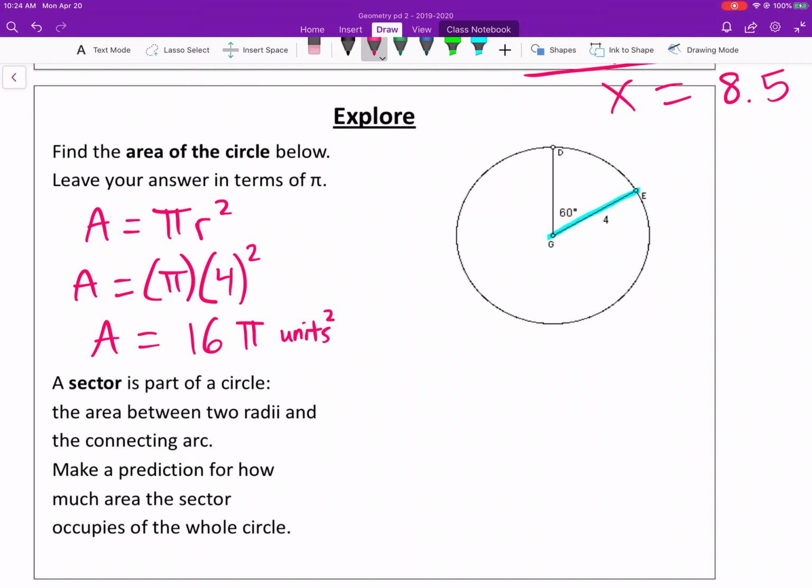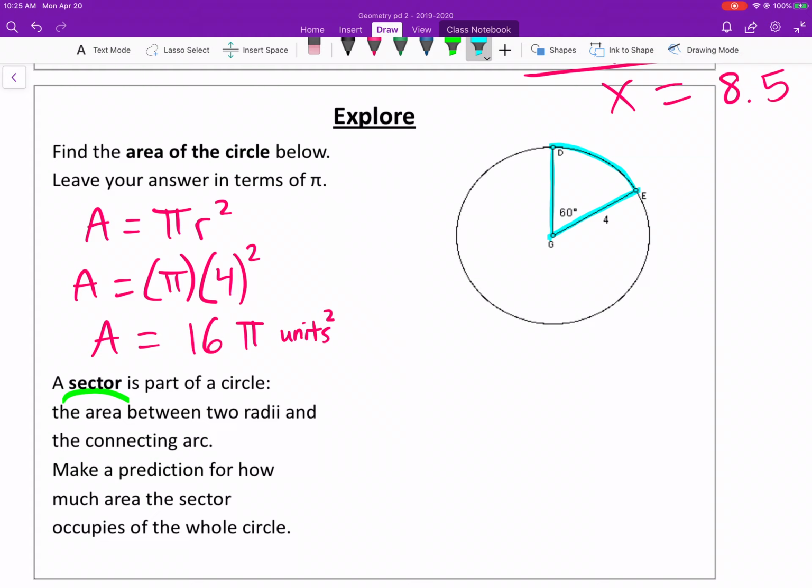Now, let's see below that. A sector is a part of the circle. It's the area between two radii and the connecting arc. Remember, arc is just a piece around the circle. Make a prediction for how much area the sector occupies of the whole circle. So the sector is the two radii and essentially all the space in between the two radii. So it's essentially like a piece of pizza. You're taking a slice from the pie. It's just a part of the overall circle.